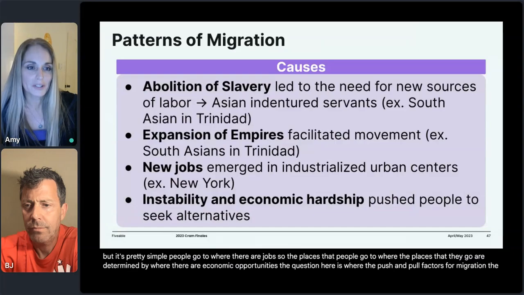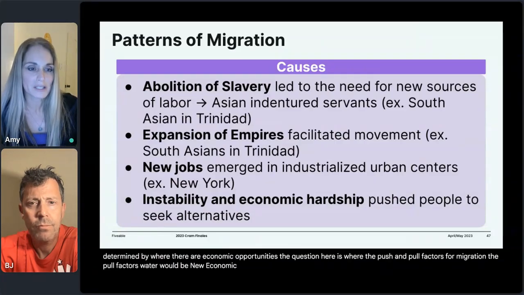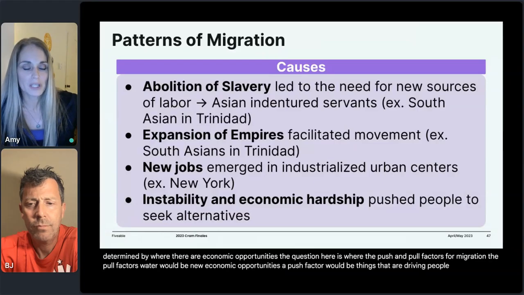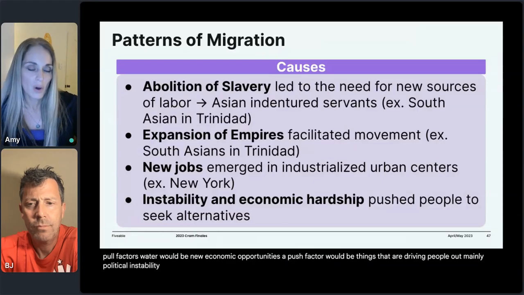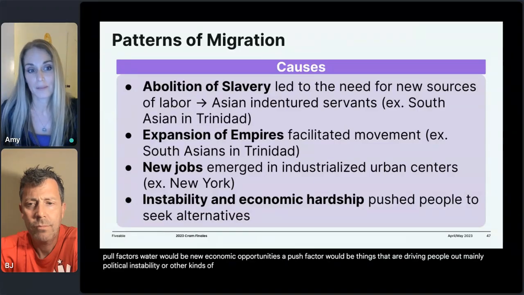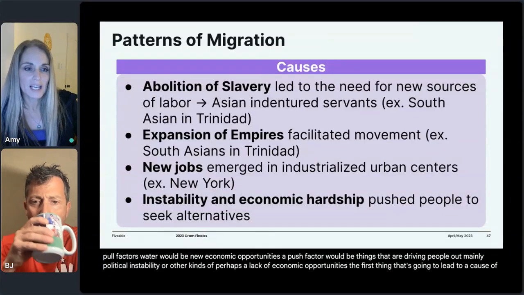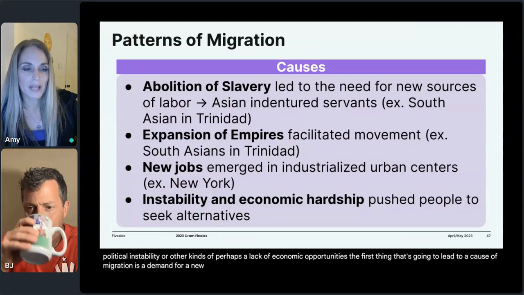The pull factor would be new economic opportunities. A push factor would be things that are driving people out, mainly political instability or perhaps a lack of economic opportunities. The first thing that's going to lead to a cause of migration is a demand for a new source of labor.